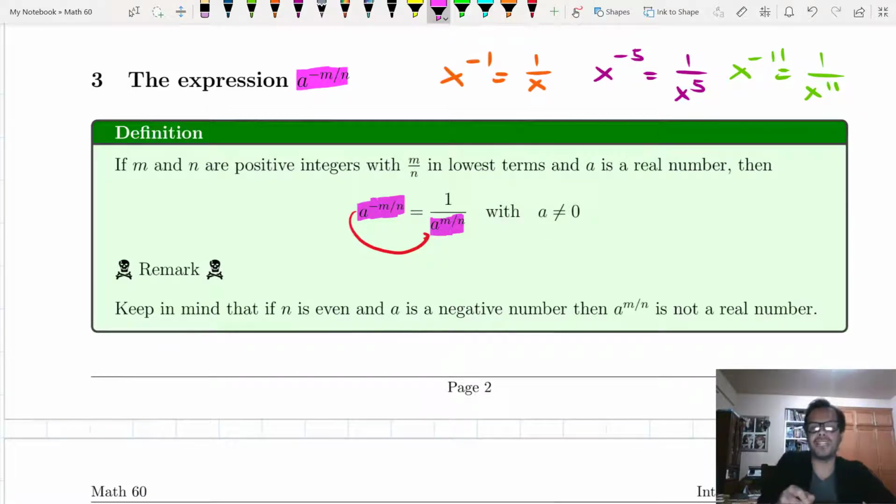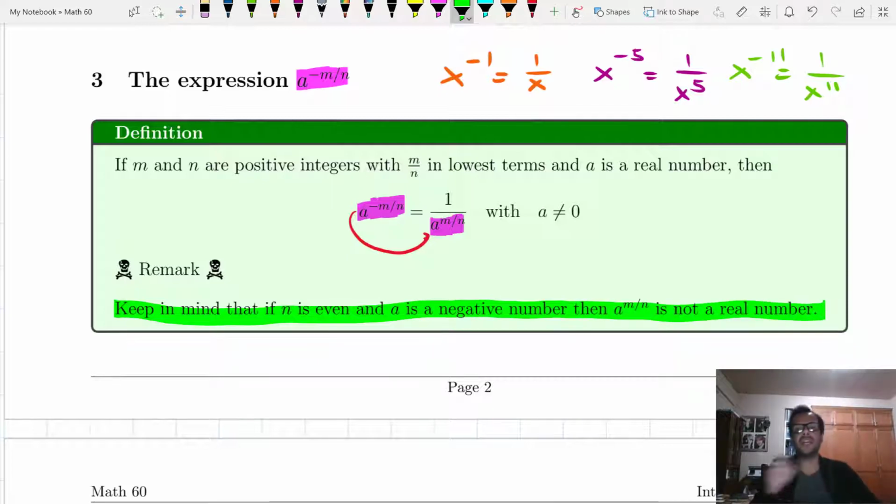And as usual, the same restriction applies. Keep in mind that if the index of the radical is even and the quantity inside of the radical is negative, then we're not going to have a real number. All right, so let's look at a couple of examples covering this.